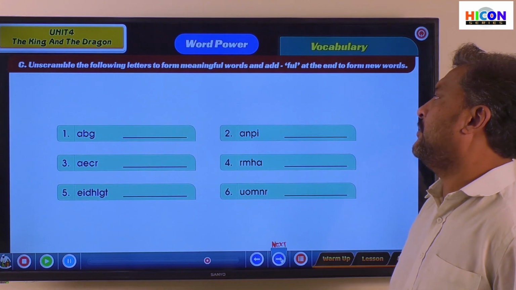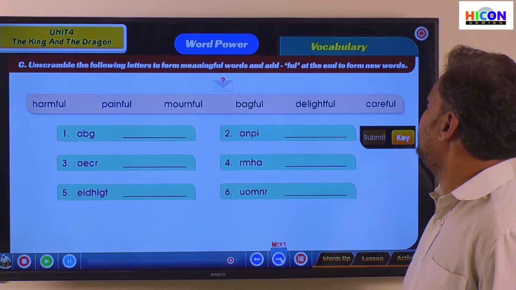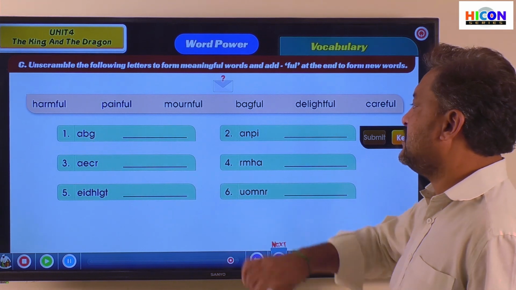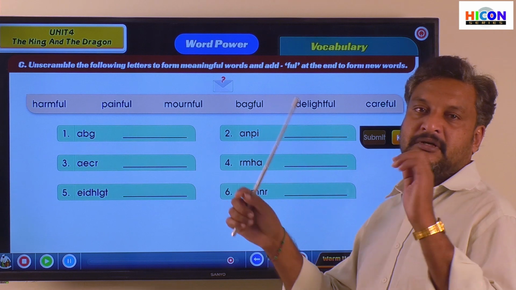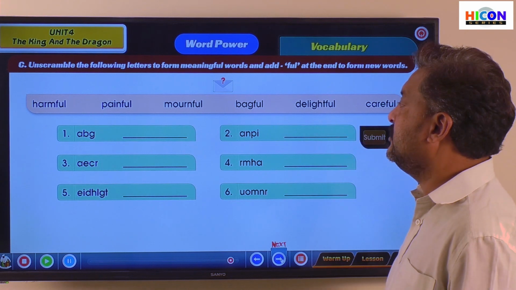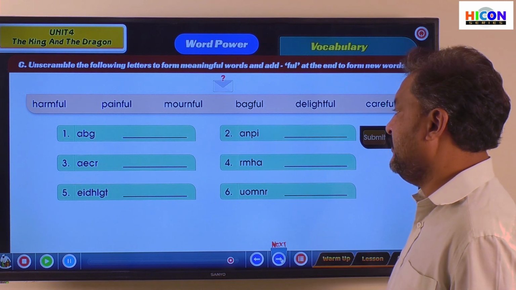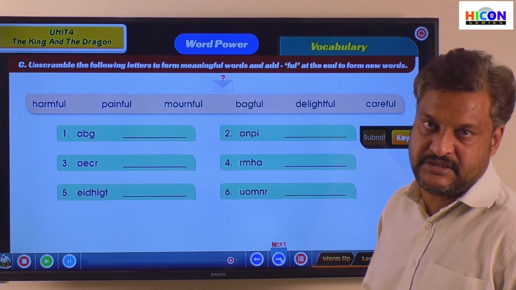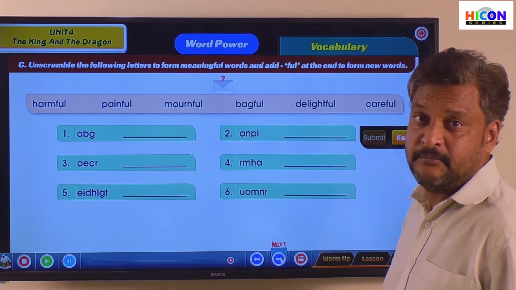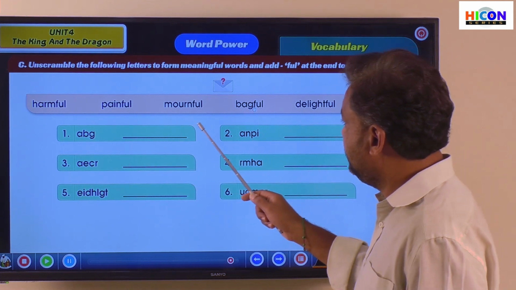Next one. Word power. Unscramble the following letters to form meaningful words and add ful at the end to form new words. Okay. So here we have words like A, B, G. It's a kind of scrambled one. We have to unscramble it, means to keep it in the proper order, find the word, and then we need to add ful to that. For example, ABG, when we keep it in order, we get BAG. To that word BAG, we add ful, then we get bagful. Bagful is here. We need to drag and drop it there.